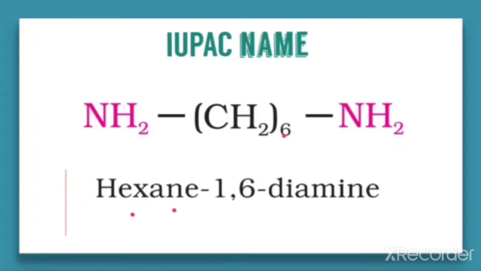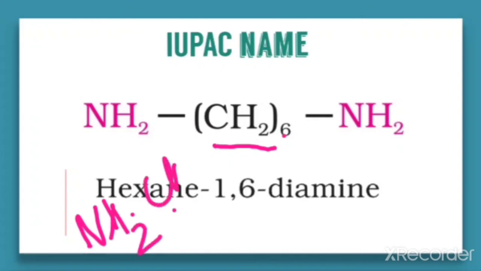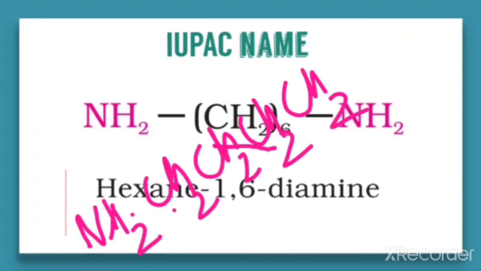and all are single bonds between the CH2. When you expand this one, CH2, CH2, CH2 six times, you can see all are singly bonded, therefore hexane. Here two functional groups, that is two amine groups, are there, and on which carbon? Because when you expand this one, it is NH2, CH2, CH2, CH2, like this, six times you need to write.